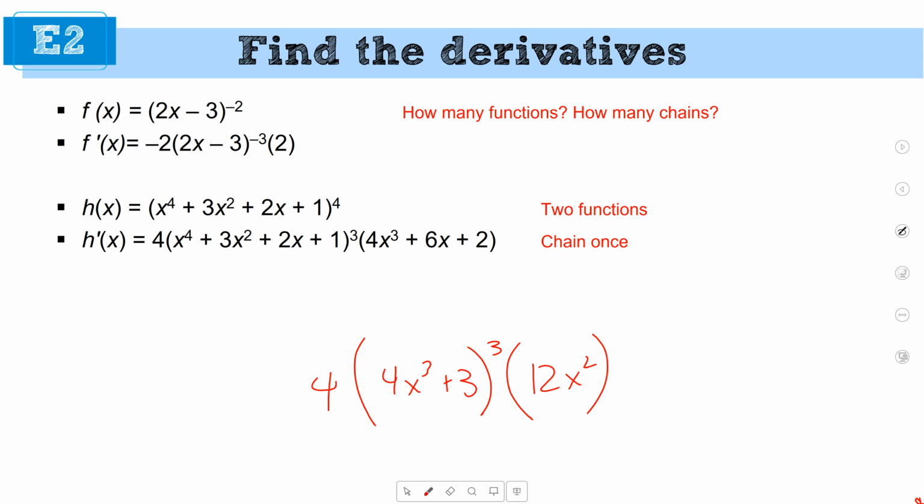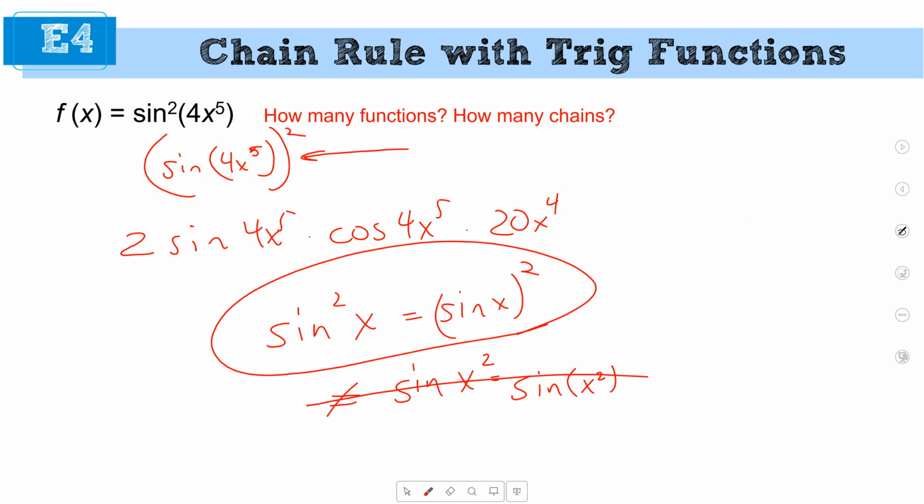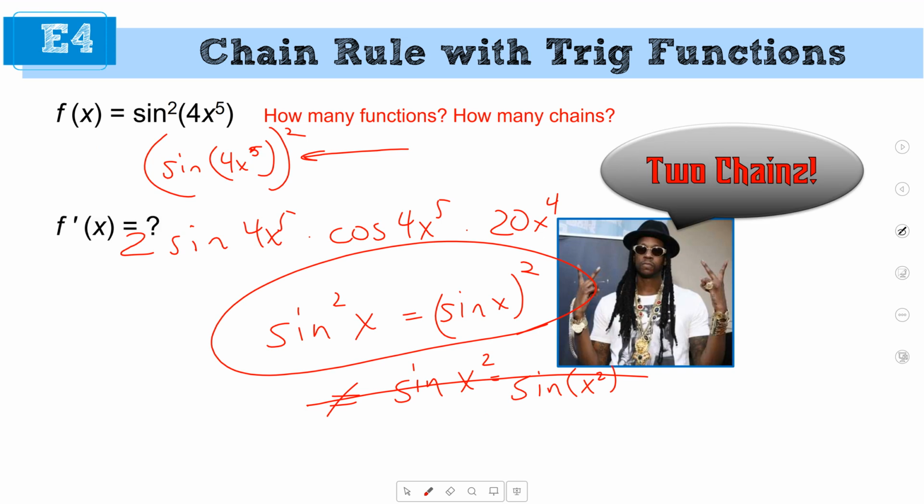That's one mistake. The other mistake is not doing enough chains. For instance, not recognizing that this is 3 functions, not just 2. Okay? We good? Think you can handle it?